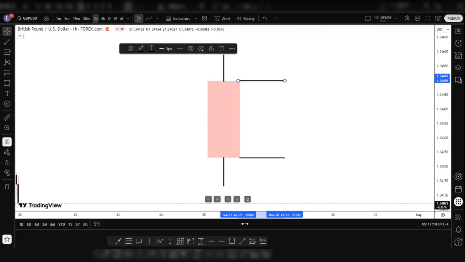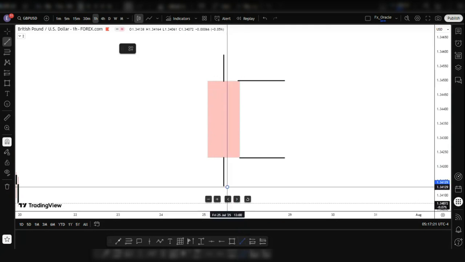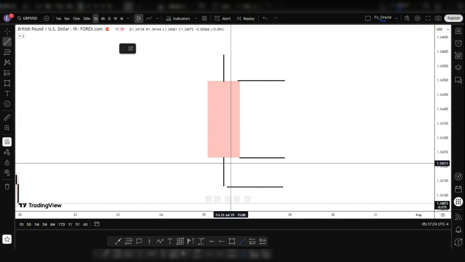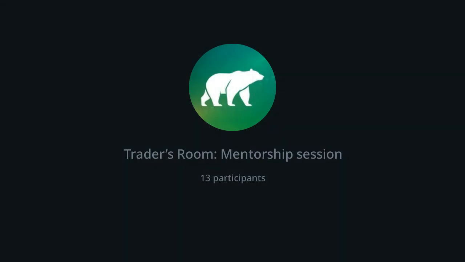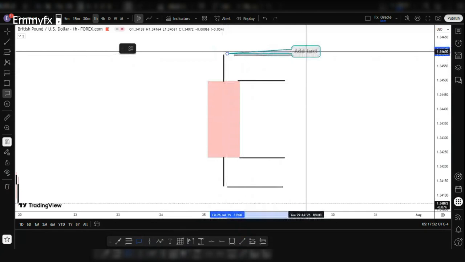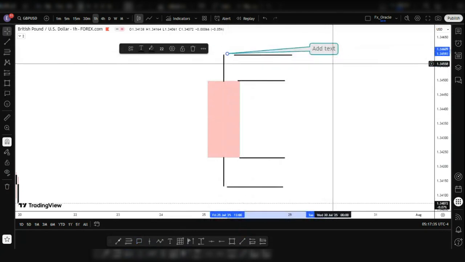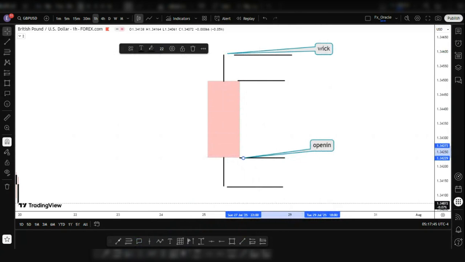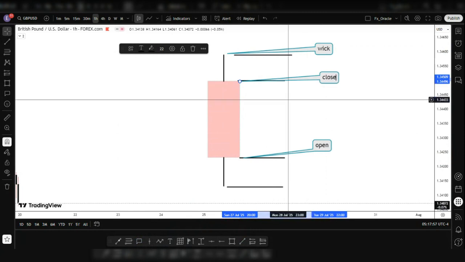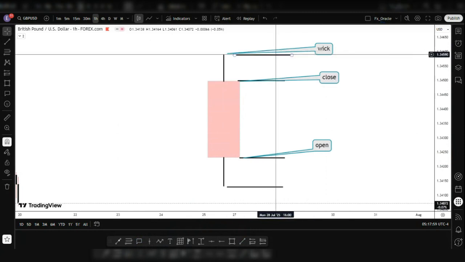Then we now have the wick, which is this low, or you can call it the shadow, and we have this other wick to the top here. So let me name it. This is known as the wick. Same thing here is known as the opening price. Let's just call it the open. This is known as the close. All right, so let's take this out.